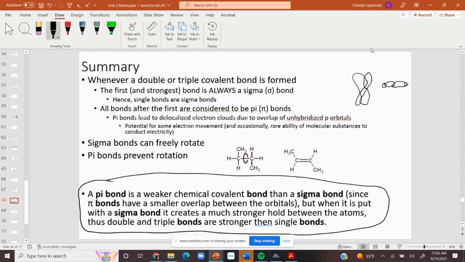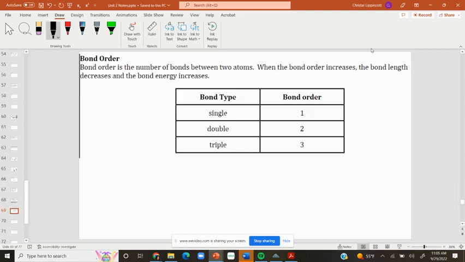Now, sigma bonds can rotate freely. So you have a rotation where this could rotate around and spin so that CH3 could be at the top and this could be at the bottom. When you have pi bonds, though, because of that side-to-side action, you can't get that rotation anymore, and so this is locked into place. That'll become important as you move up into organic chemistry, which will be in college. It will not be here.